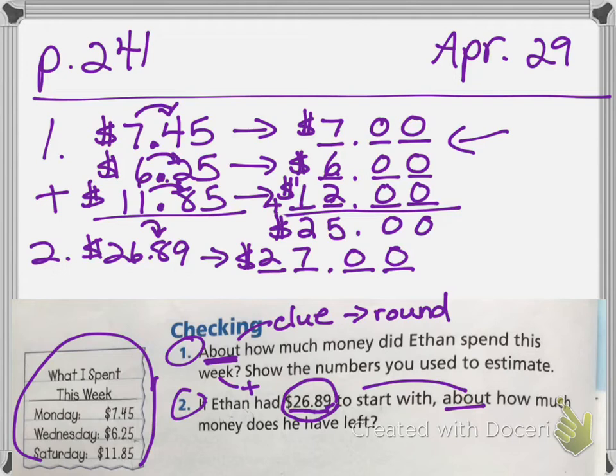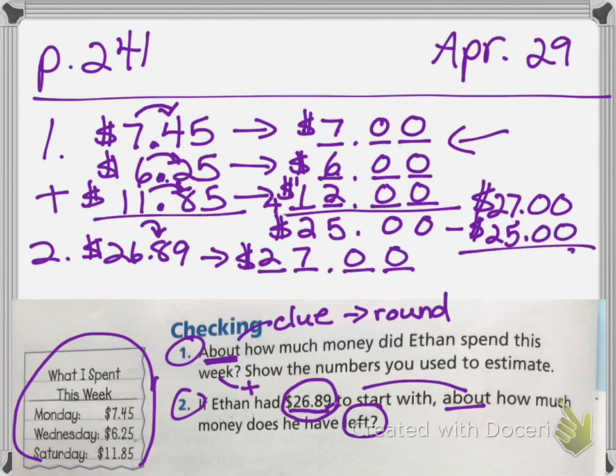Okay, and hopefully you found this word, left. He has money left over. He had money. Money has gone. It's been removed, subtracted. And when we say left, we are looking for subtraction. So if he started with $27, he spent $25, about how much money does he have left?